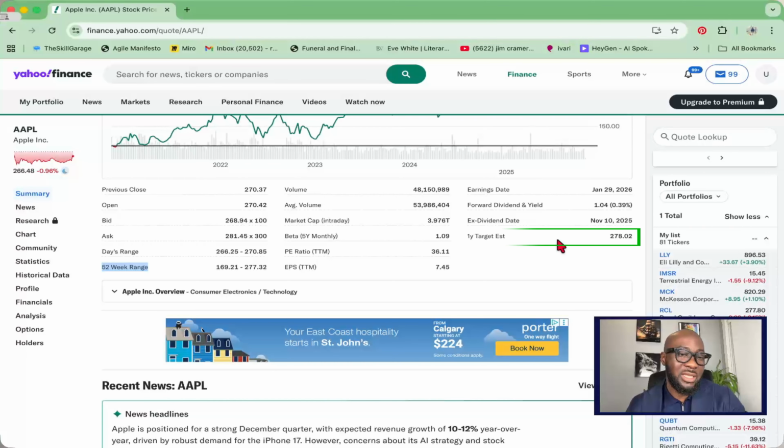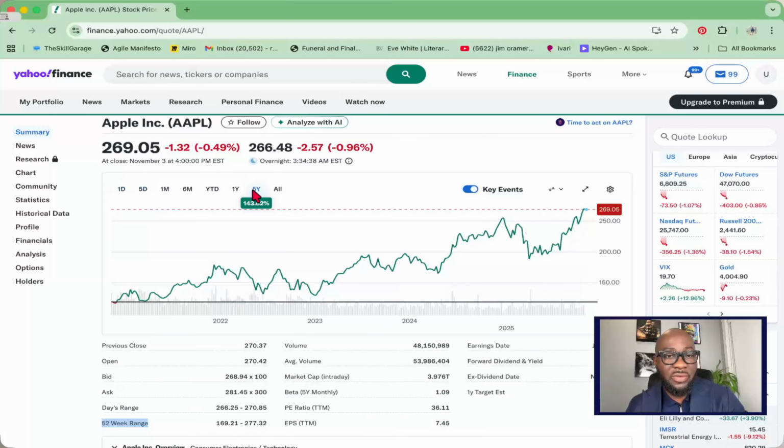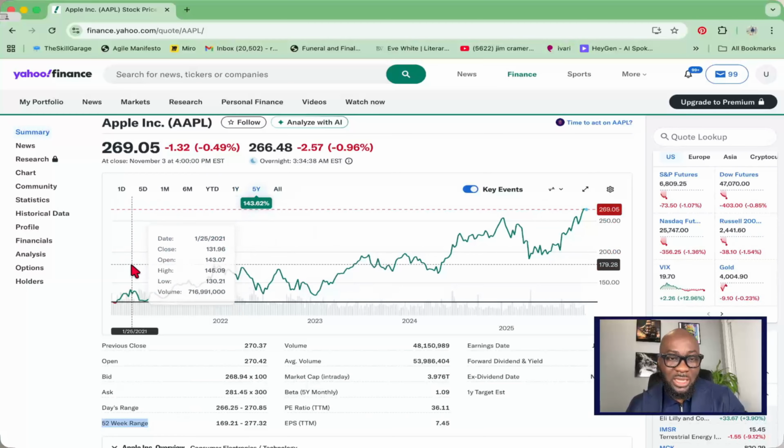The 1 year target gives you an idea of what analysts think will be the target in the next 1 year. All right, so that in a nutshell summarizes what you have under this chart, and we've also covered what this technical analysis, the chart, means.